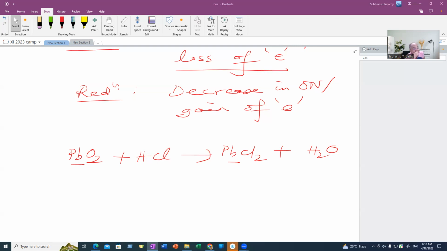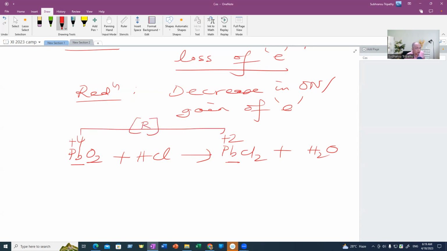Okay, why not Adhyasa? Why not Riddhi Siddhi? Riddhi Siddhi, tell me, what is the oxidation number of lead? Sir, in PbO2 it is +4 and in PbCl2... What, -4? No, sir, +4. You said that. Yes, sir. And PbCl2 is +2. Yes, precisely correct. So there has been a decrease in the oxidation number of lead. So this process is reduction.